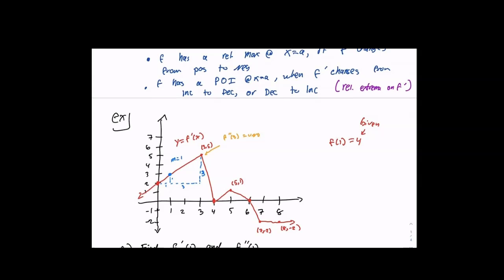I can't state the simplicity of this graph. Right here, when does that graph change from going up to going down, down to going up, increasing to decreasing? Right here, point of inflection. Right here, point of inflection. And right here, point of inflection. This graph of f prime changes from increasing to decreasing at x equals 3 and x equals 5, and from decreasing to increasing at x equals 4.